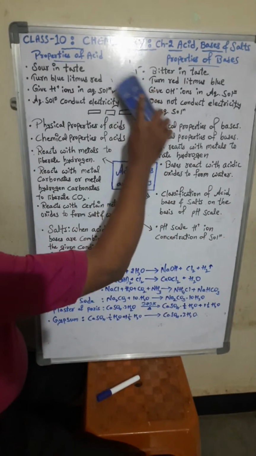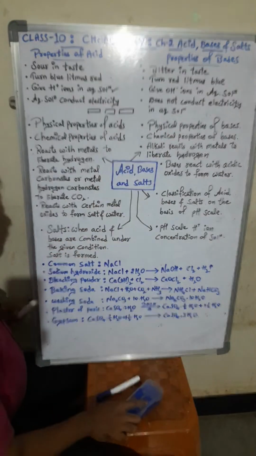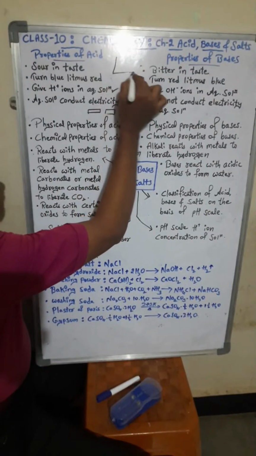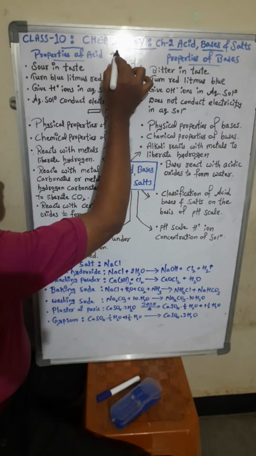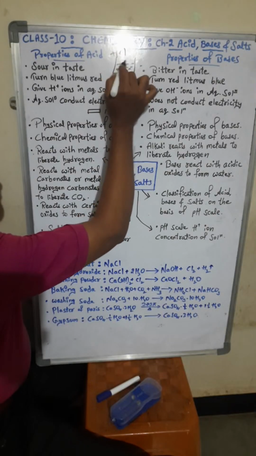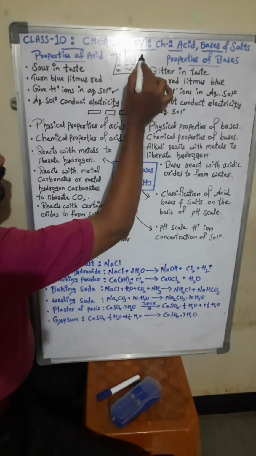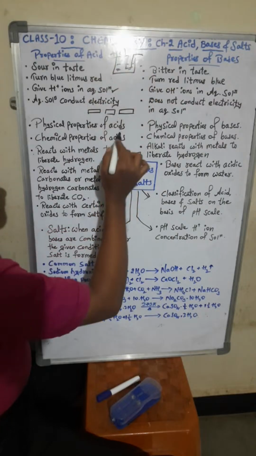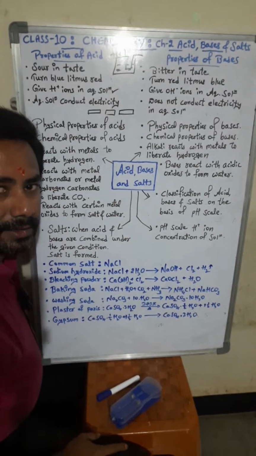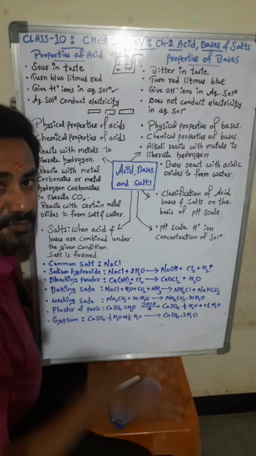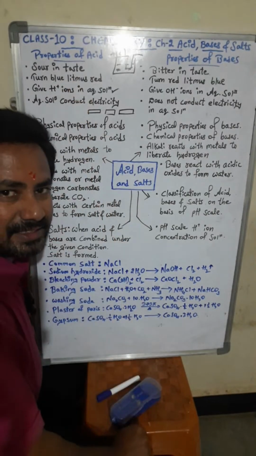For example, I have taken one beaker and poured some water and added HCl, hydrochloric acid, in that. If we transfer electricity, yes, it conducts electricity. Means it will transfer the electricity, students. So these are some of the properties of acid.